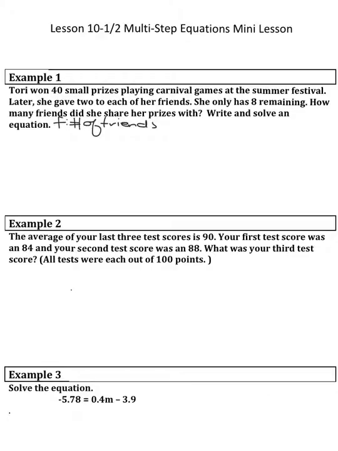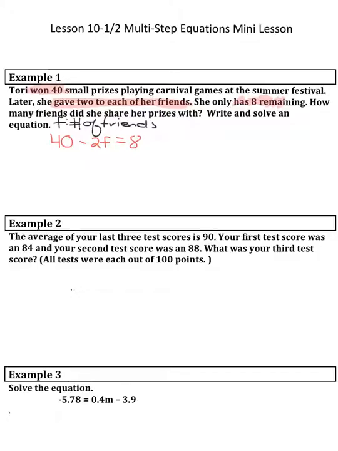If you are struggling to set up this equation, it may help you to think of it as a timeline. Where did she start? She started by winning 40 prizes. Okay, what did she do? Well, later she gave 2 to each of her friends. What operation would that be if you're giving away? And then where does she end up? Well, she now has 8 remaining. It's like a timeline. We're going to say she started with 40. She gave away 2 to each friend, and she ends up having, so equaling 8 currently.